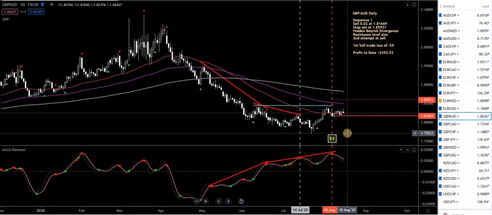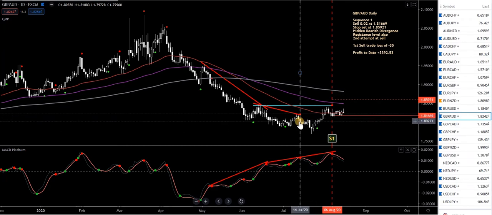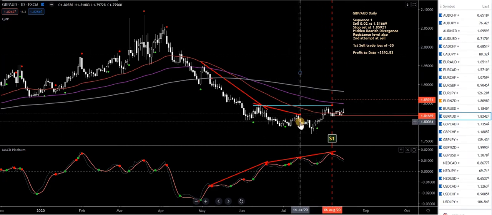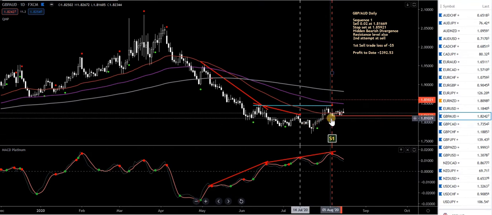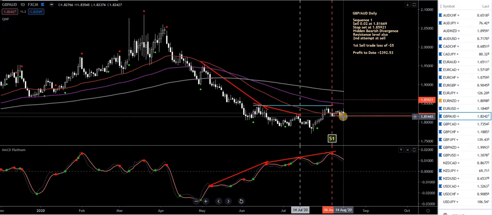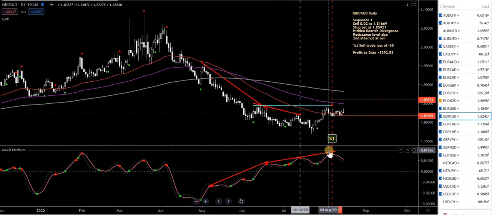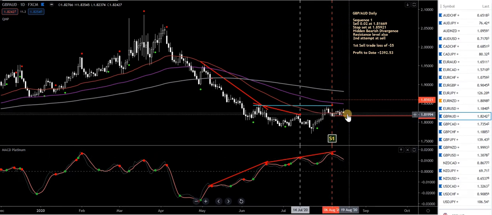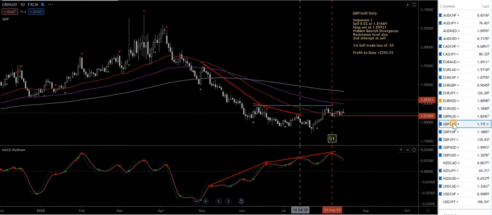Pound Aussie in a sell, took a loss of $5 on the first attempt, which is on this grey line. Now this is my second attempt. It's gone nowhere, it's started to come close, back up and back, slowly heading down again. You can see the MACD slowly heading down, prices eventually hopefully get down.